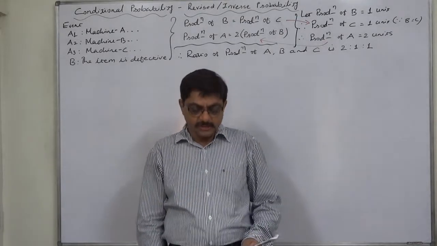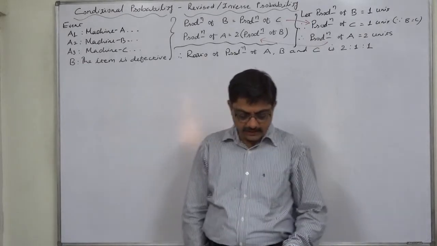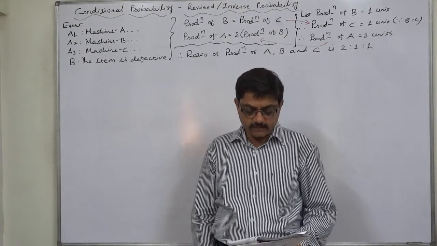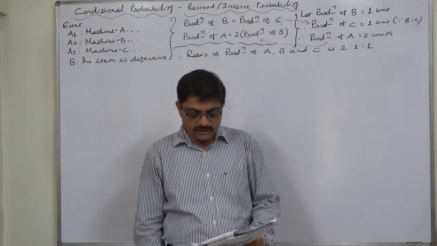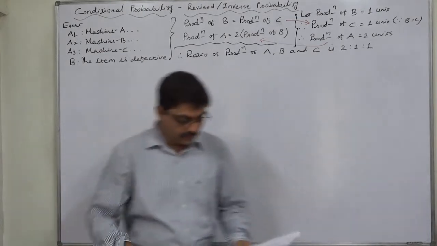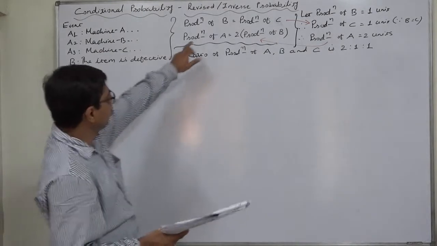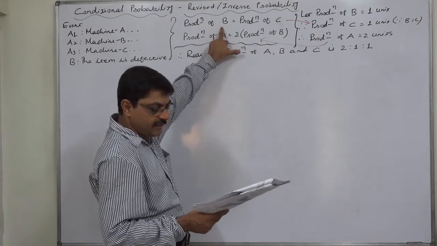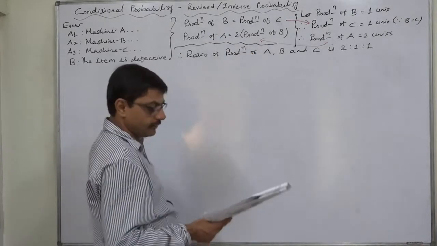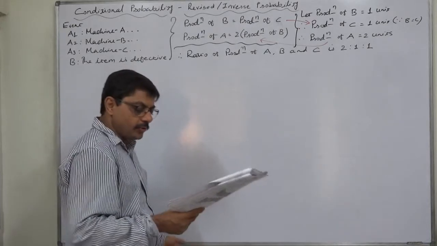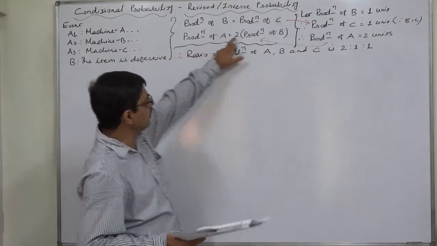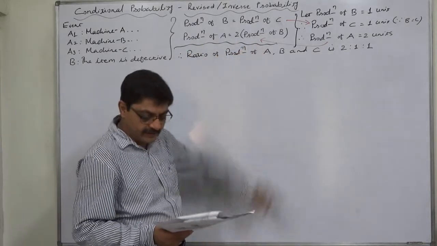There are three machines A, B and C in the factory. B and C produce equal number of items while A produces double items than B. That means production of B equals production of C in terms of quantity or number of units, while A produces double items than B, that means production of A is 2 times the production of B.